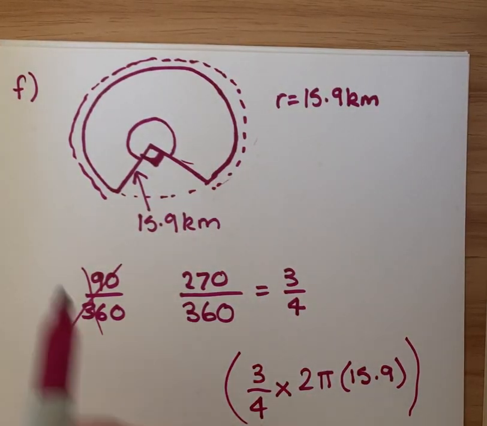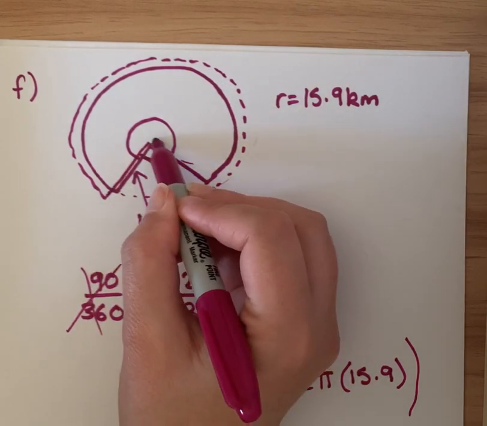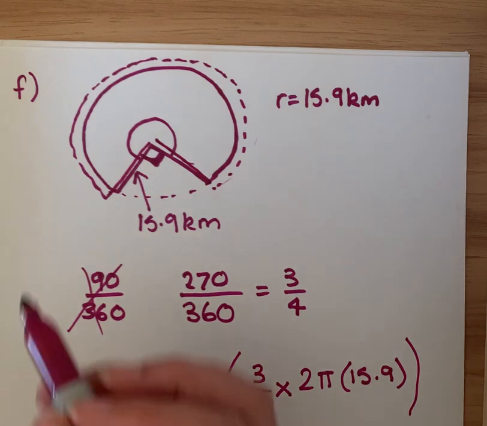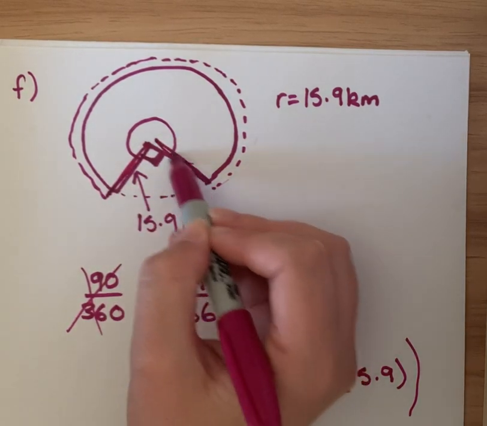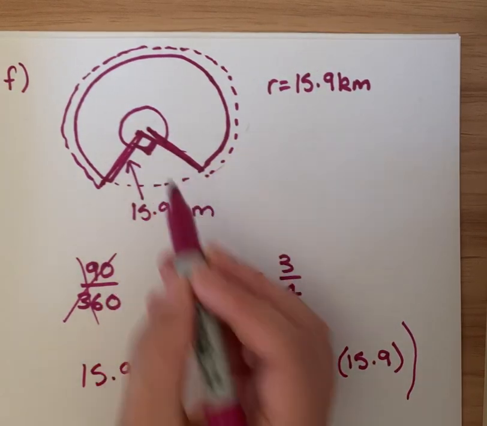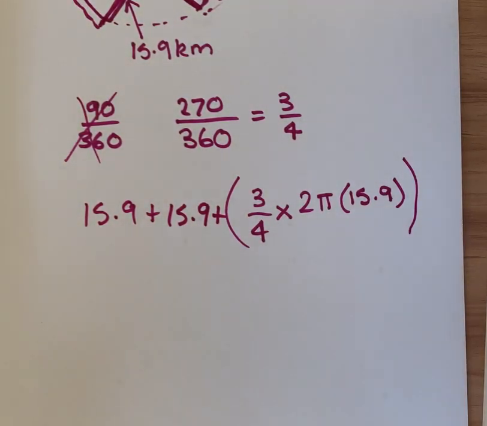So we're almost done now. We've got our arc length, but we also need to find these two side lengths here of the straight sides because we need to find the full perimeter, and we can see that we've still got 2 more edges to find. So that's 15.9, and this one, it's the radius as well, so it's another 15.9. So altogether, this is going to be the expression that we need to evaluate on the calculator.